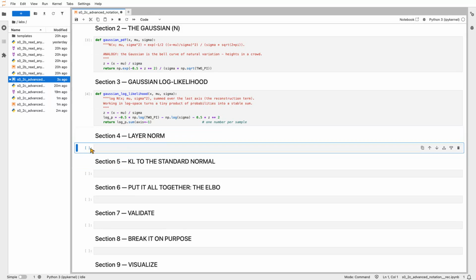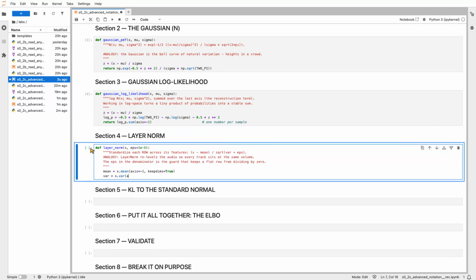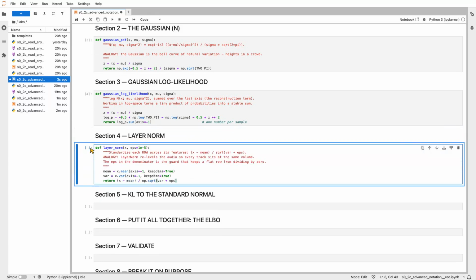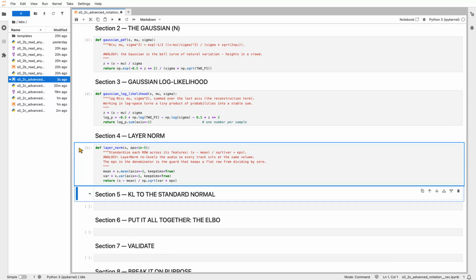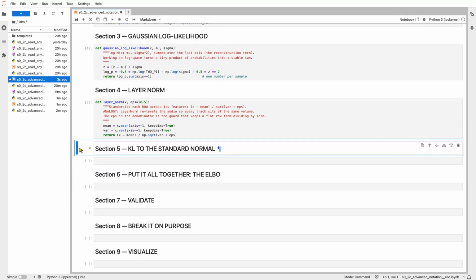Section 4. LayerNorm. This standardizes each row across its features. Subtract the mean, divide by the spread. Think of it as releveling the audio so every track sits at the same volume. The tiny epsilon in the denominator keeps a flat row from dividing by 0.